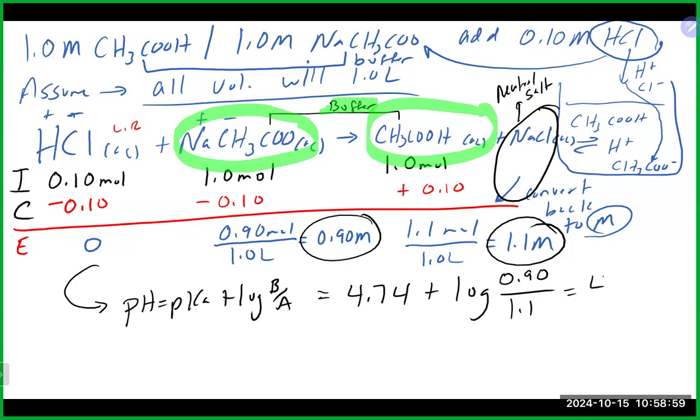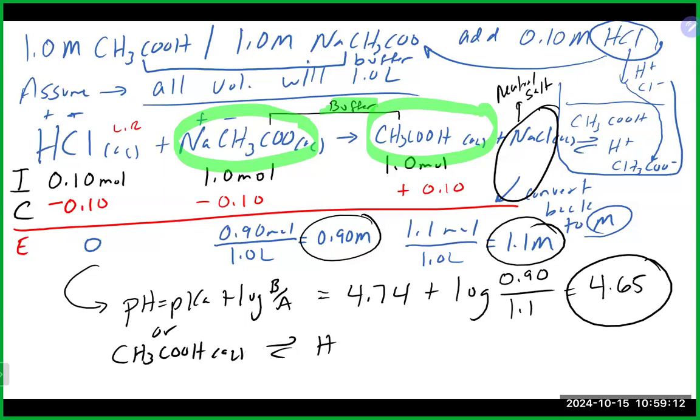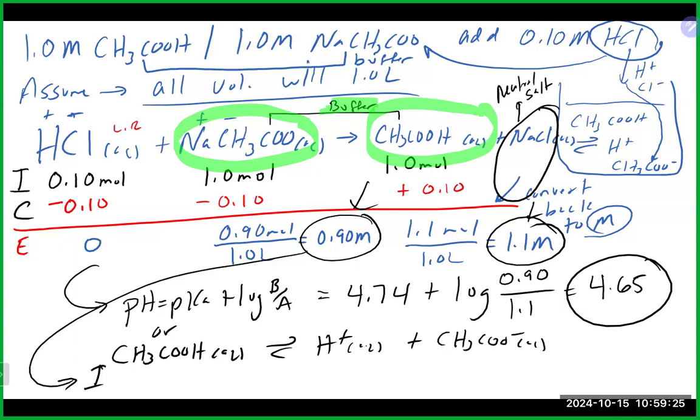And that's going to get us a pH of 4.65. Again, if you did the ice table, you would have set up your acetic acid equilibrium. And at this point, your equilibrium line here would become your initial line. So you just take those guys both down and carry it across there. Any questions on that?